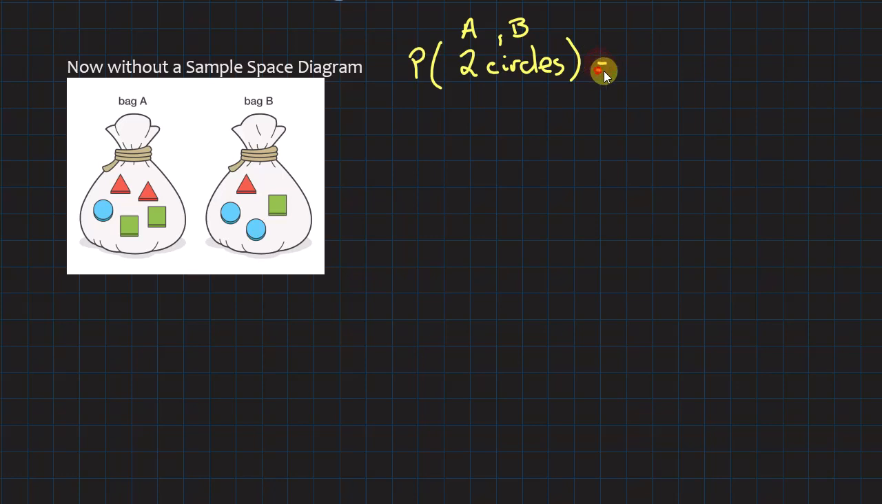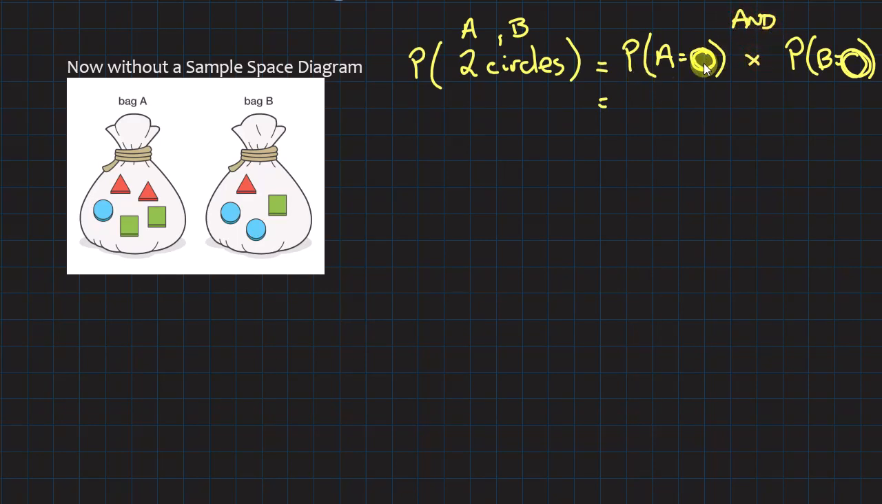So the probability of bag A giving me a blue circle, and the probability of B giving me a circle, not a 0. Well, and is a multiplication.